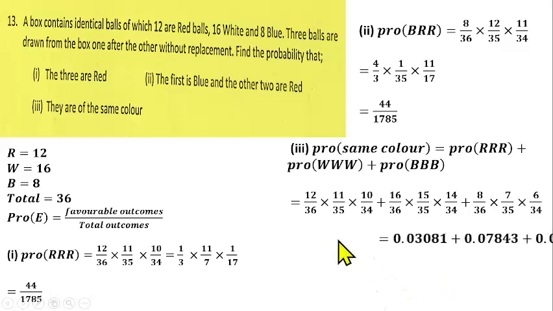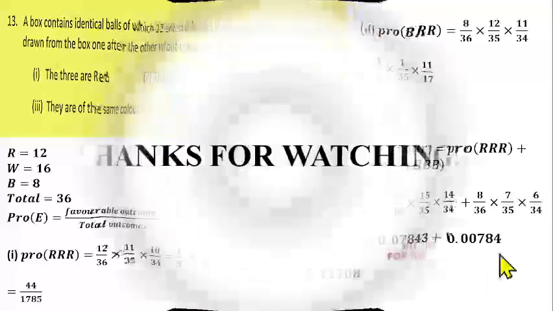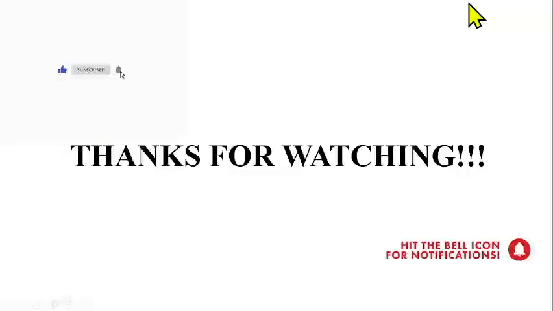If you simplify this further, you have 0.03081 plus the second one 0.07843, then this one 0.0784, add together, 0.11708 as the answer.